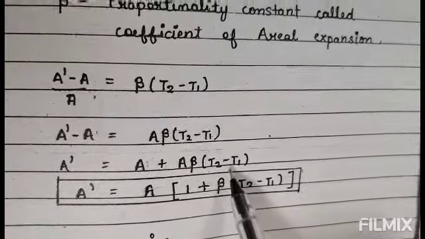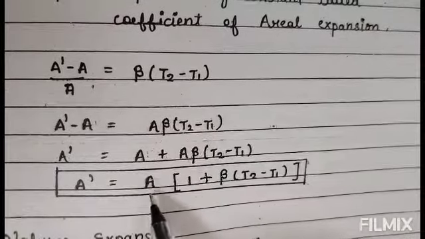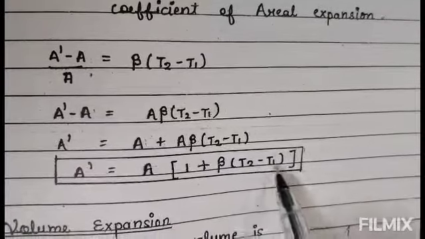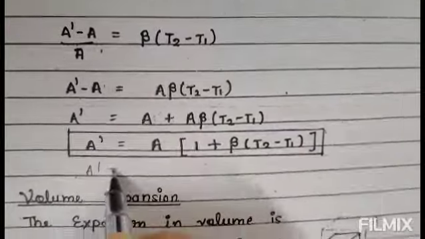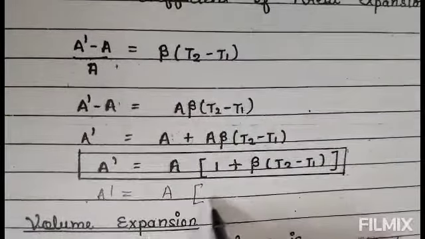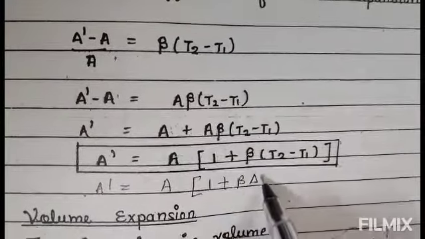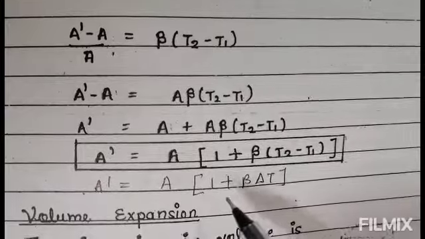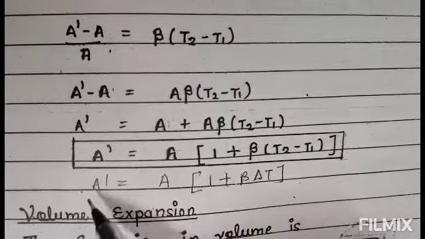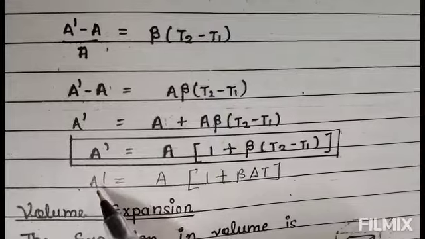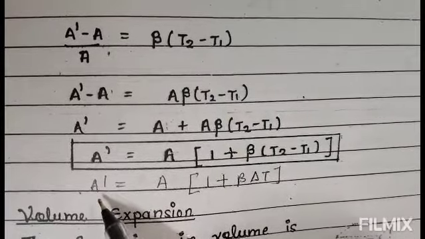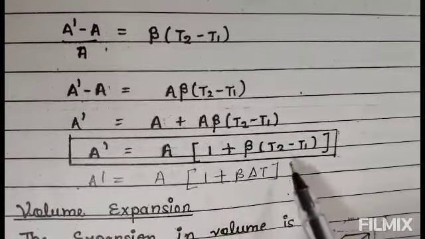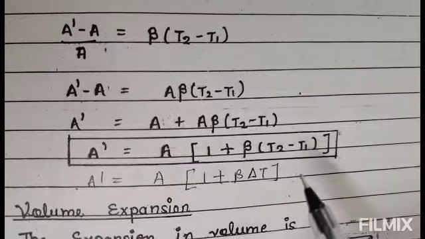Now transfer this minus A this side, so you will find A dash is equal to A plus A beta T2 minus T1, or if you take A common, A dash equal to A into 1 plus beta T2 minus T1, or we can write this formula like A dash is A into 1 plus beta del T also. Here beta is the proportionality constant called the coefficient of areal expansion. A dash is the new area, A is the original area, T2 is the final temperature, T1 is the initial.